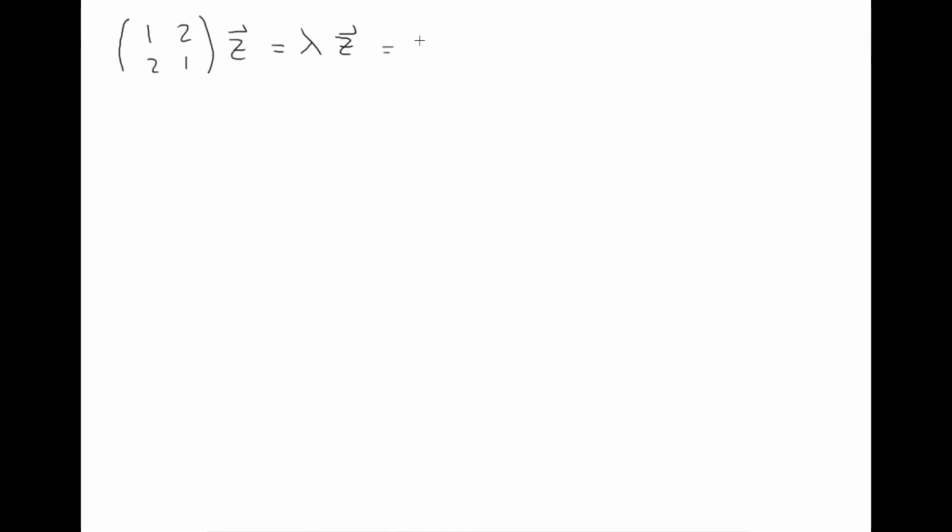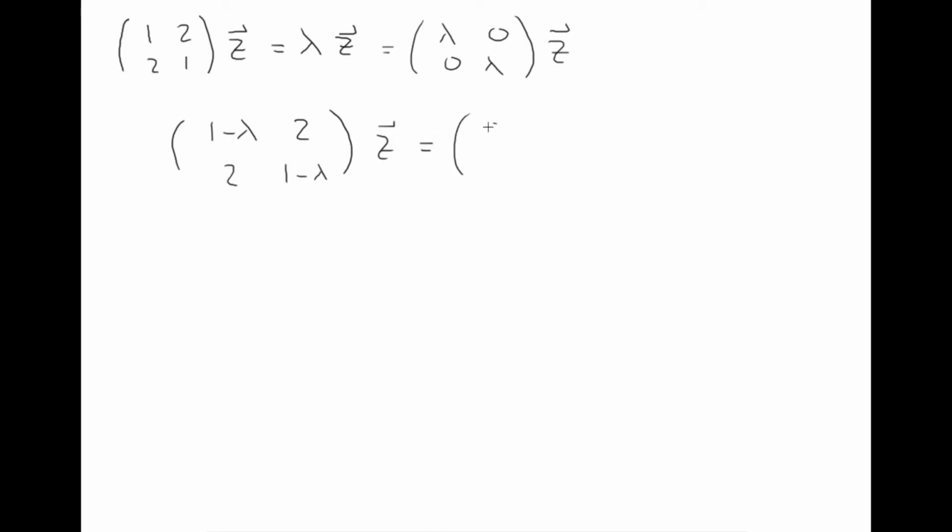To solve this, we expand out this as so, which we're allowed to do, and you can show these equivalent by expanding this back. We then subtract off this matrix from both sides of the equation. So we end up with 1 minus lambda, 2, 2, 1 minus lambda, times z, is equal to 0, 0, 0, 0 times z. Often written as just 0, which is technically a vector.